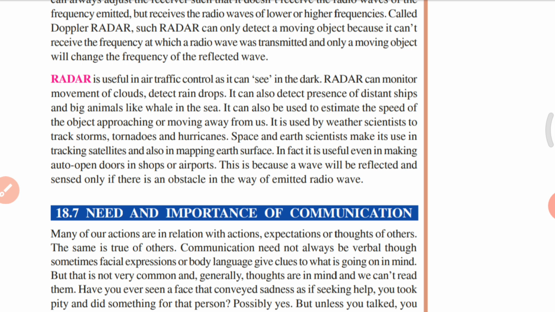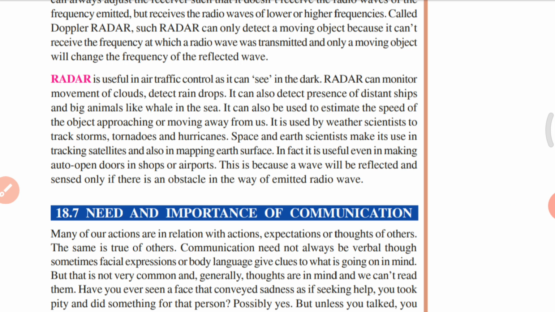In fact, it is useful even in making auto open doors in shops or airports. This is because a wave will be reflected and sensed only if there is an obstacle in the way of the emitted radio waves. So we can easily use it for auto open doors. You may see this in some malls and supermarkets. When we approach, the door will open.